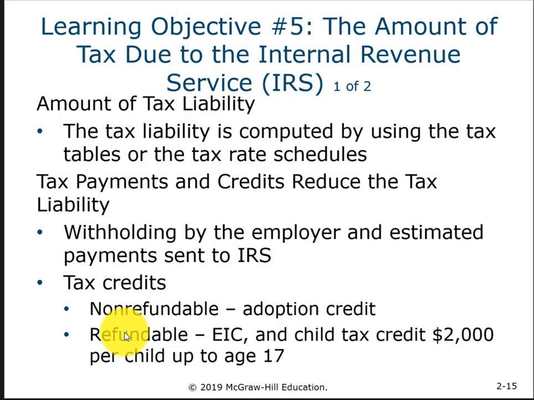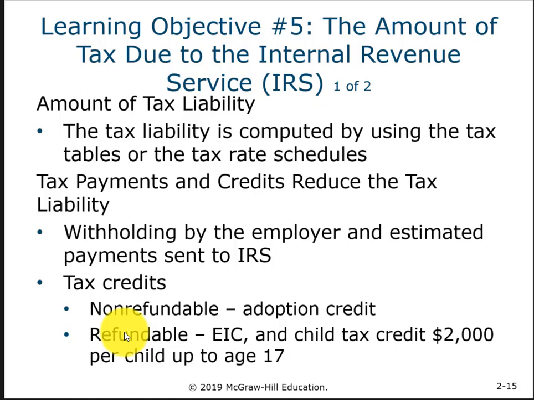A refundable tax credit, if you had a tax liability of $2,000, okay, and then you had a refundable tax credit of $3,000, you would offset your tax liability of $2,000 plus you'd get a $1,000 refund. Obviously, you want to apply the non-refundable credits first, reduce your tax liability as low as possible, and then you could still get a refund for your refundable tax credits.